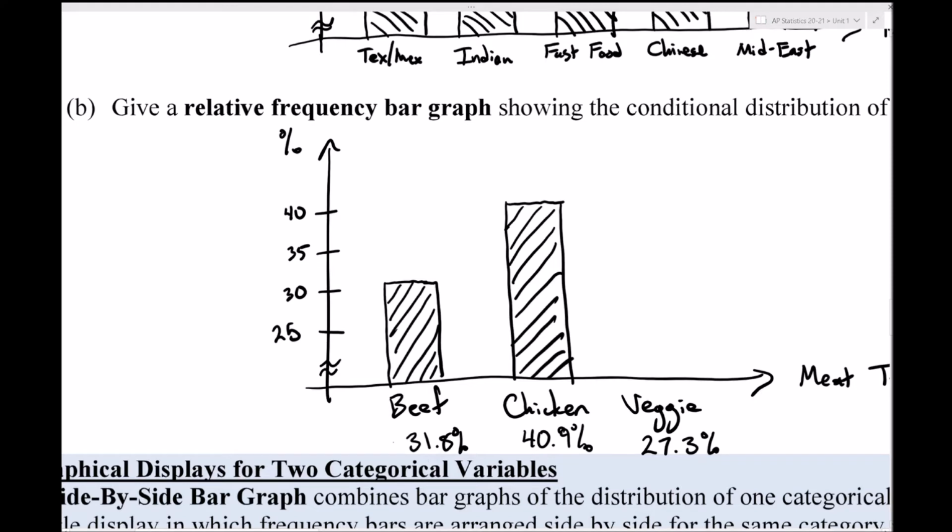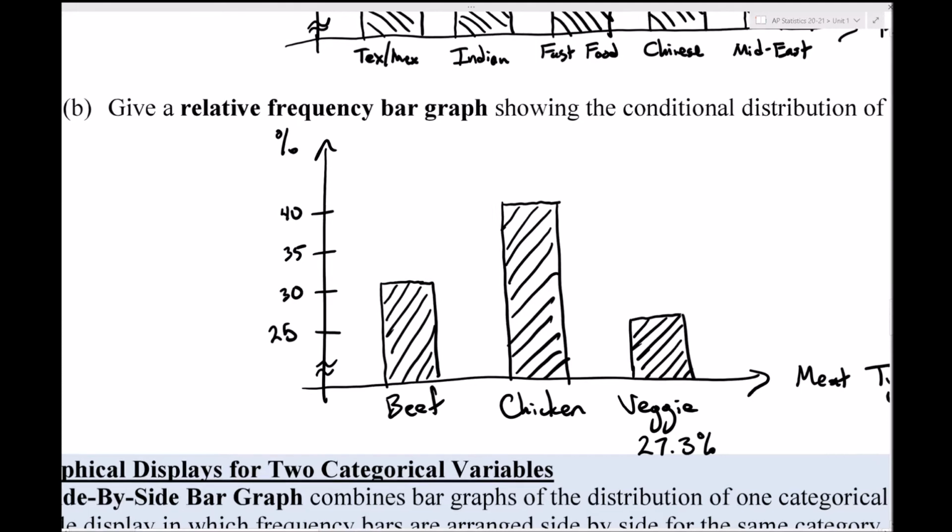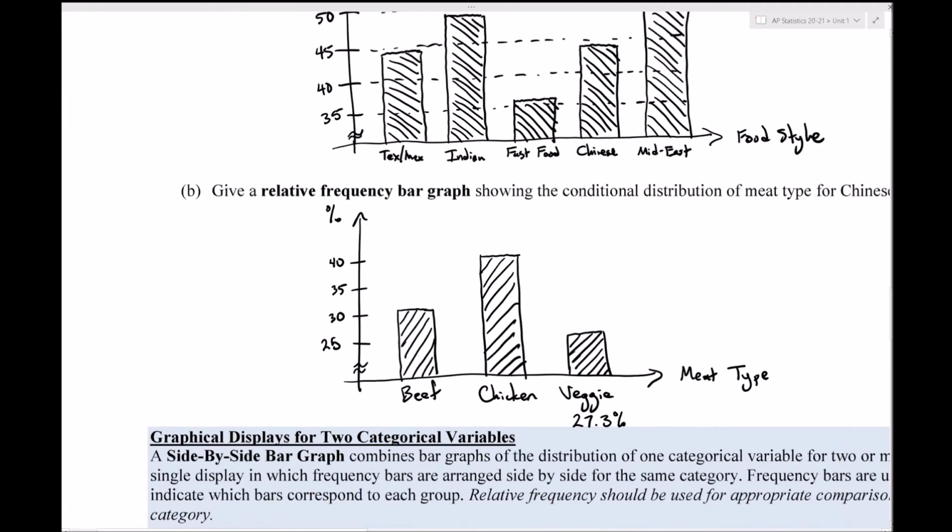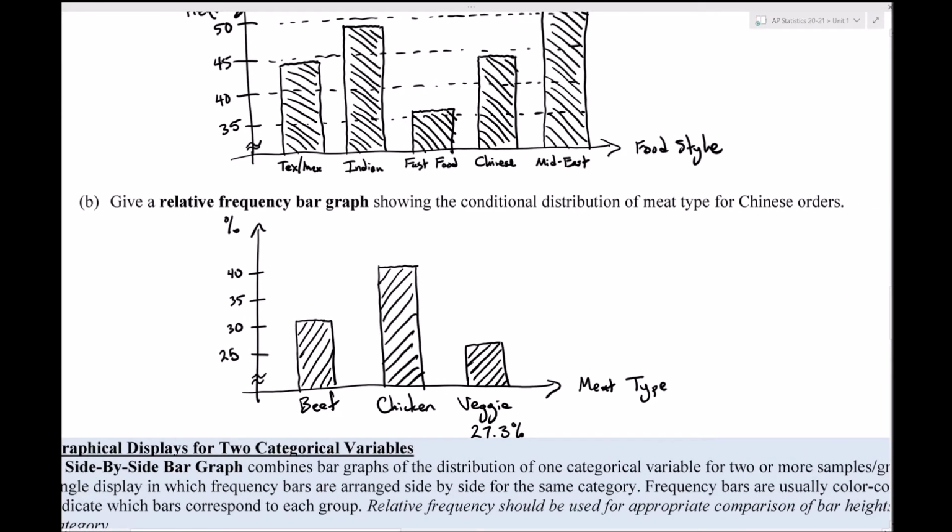And then now that I'm going to hide my sources there, those numbers, I'm going to play it off as if I had already known those and done them in my head. So veggies 27.3. 27.3 would be somewhere around here. And there's our relative frequency bar graph. And this is showing the conditional distribution of meat type for just Chinese orders.